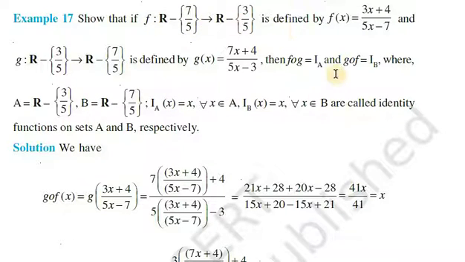What is I_A? I_A means the identity function for the set A. I_B is the identity function for the set B. Identity function means for every x belonging to A, the value will be x, and likewise for every x belonging to B. This is the identity function of the two sets A and B respectively. So identity means 1 goes to 1, 2 goes to 2, 3 goes to 3, like that. Now we have to find g of f.